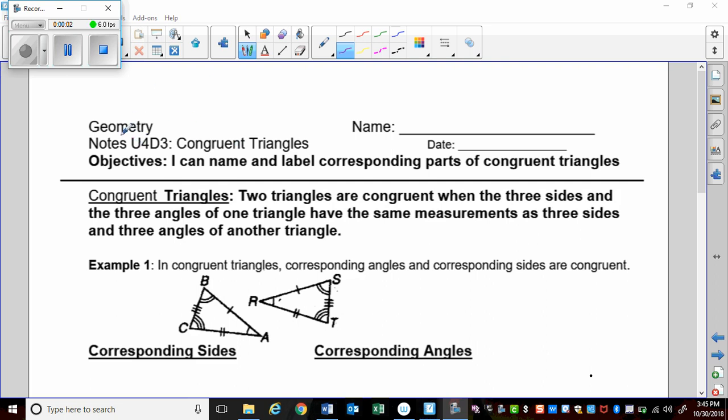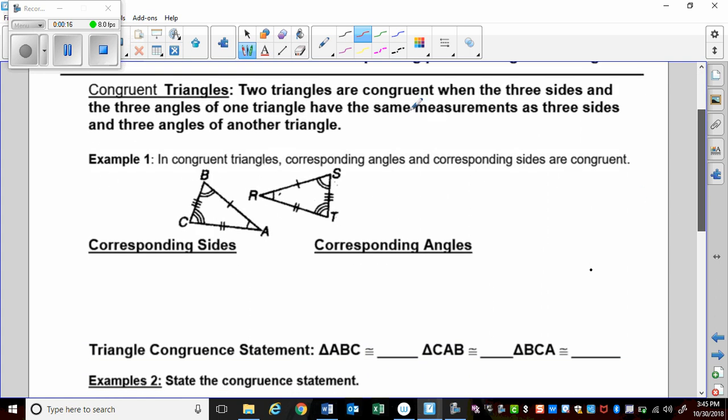Good morning. This is Notes, Unit 4, Day 3. We're going to talk about congruent triangles today. It would behoove you to have at least 3 colors when we're doing the classwork and notes for this section. So it says congruent triangles.